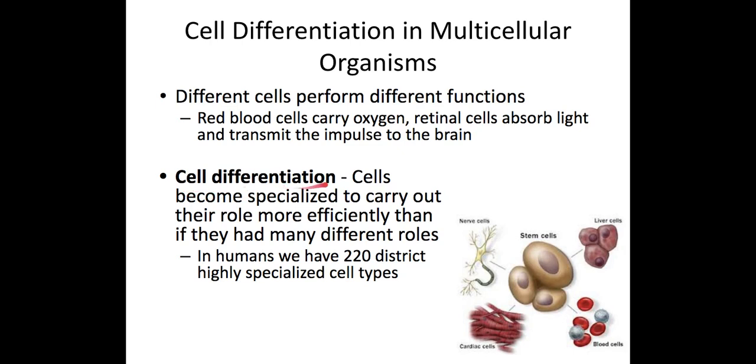So, cell differentiation is a process in which cells will become specialized to carry out their role more efficiently than if they had many different roles combined. And in humans, we have 220 distinct, highly specialized cell types to perform different functions for our bodies.